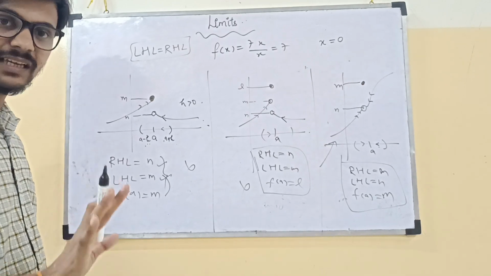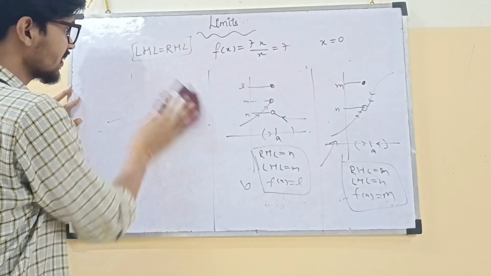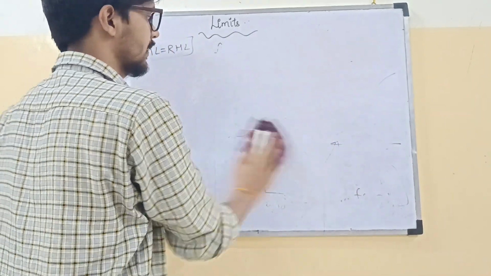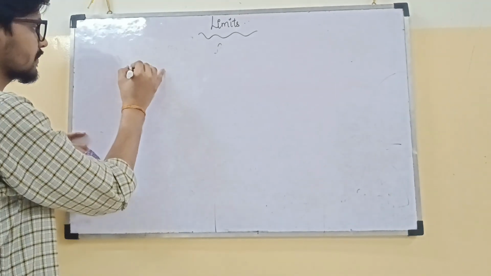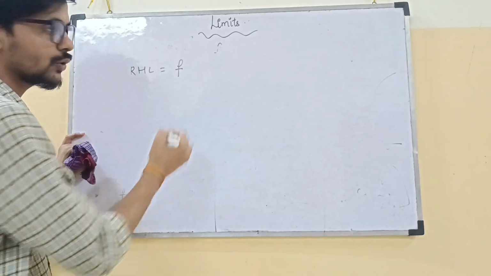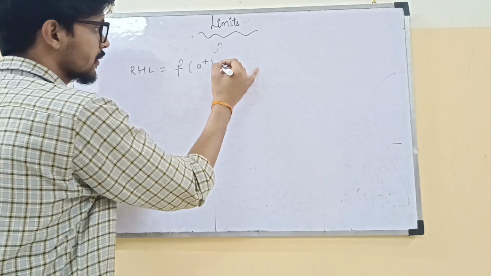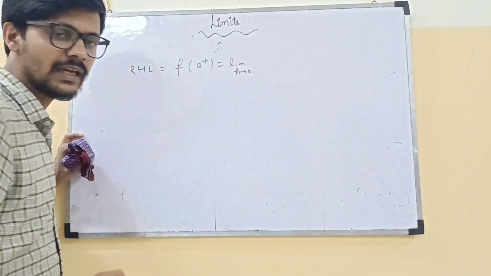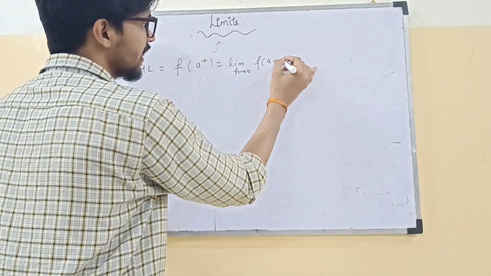Now we will take one example and we'll try to do that example, right? Before that, we need to know the working procedure. So the working procedure of calculating LHL and RHL is, you are calculating the functional value from the left, that is f(a minus). So you will write it taking some positive value h, which is tending to 0, and you write your function like f(a plus h).